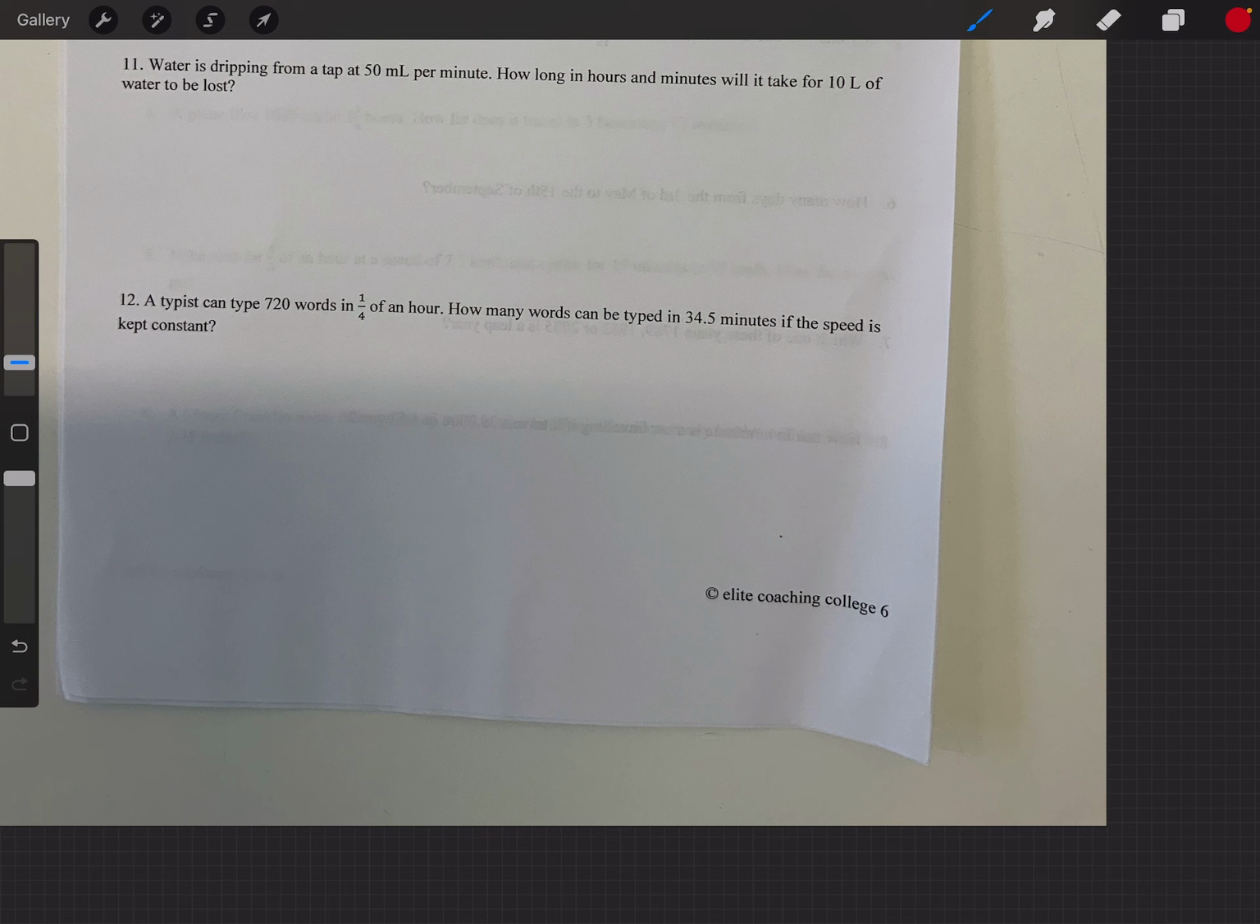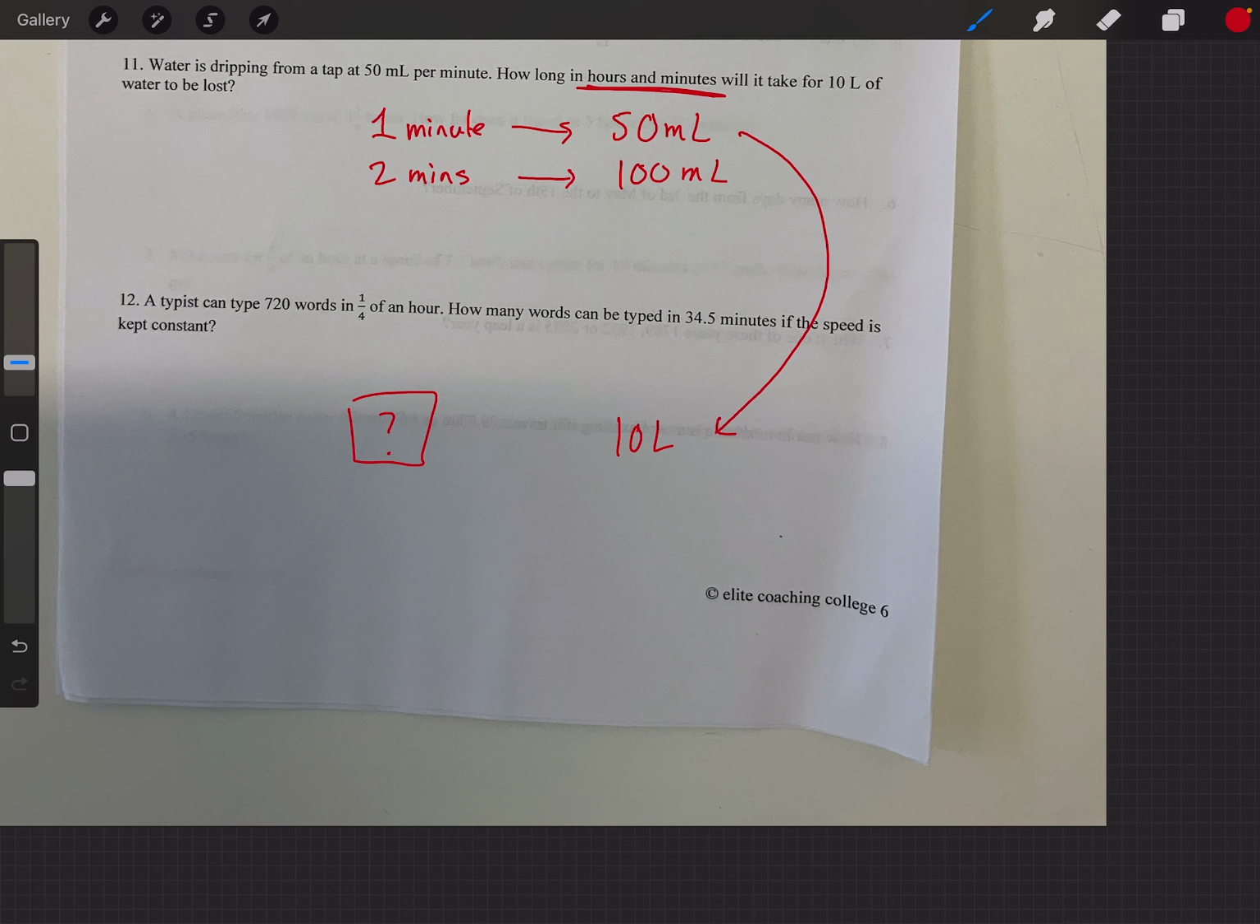Okay, so in 1 minute, 50 milliliters is lost. So 2 minutes, that's going to be 100 milliliters and so on. So the question is, how long will it take for 10 liters to be lost? How many minutes? Or in this case, how long in hours and minutes? Okay, so from 50 to 10 liters. Now let's change this one. This is in milliliters, this is in liters. Let's change this one to milliliters as well.